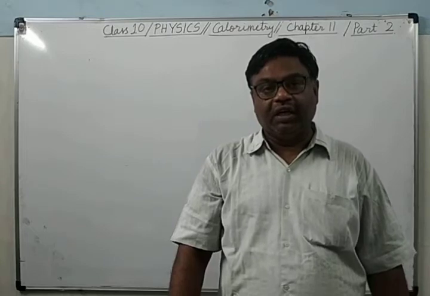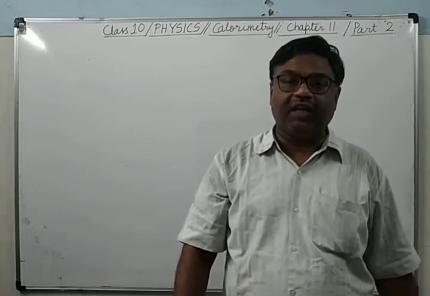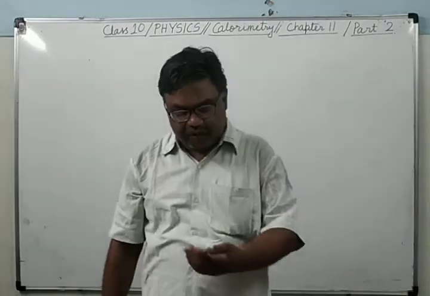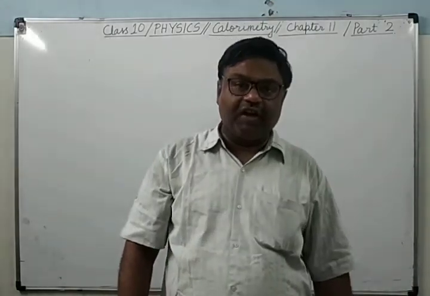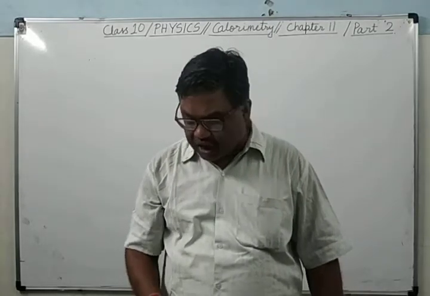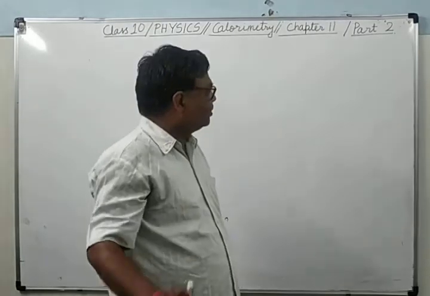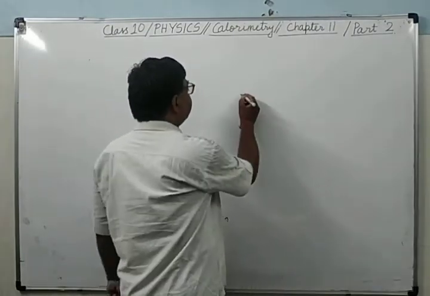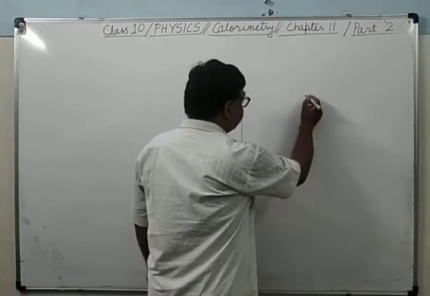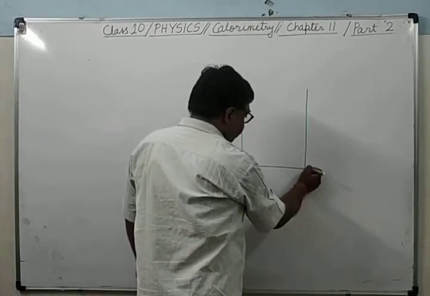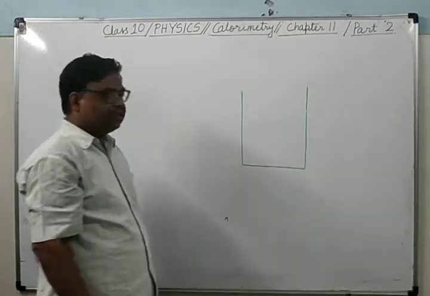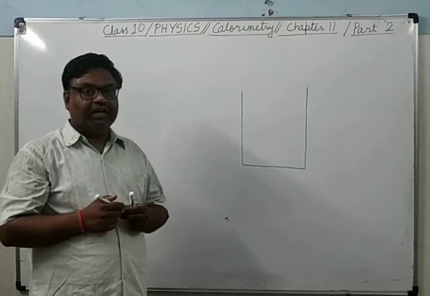Now this vessel is made up of thin copper sheet. Why do we make it from thin copper? The reason is that copper is having low value of SHC. It is a cylindrical jar made up of thin copper. It means this copper sheet will not be very thick. It will be thin. Is it clear?